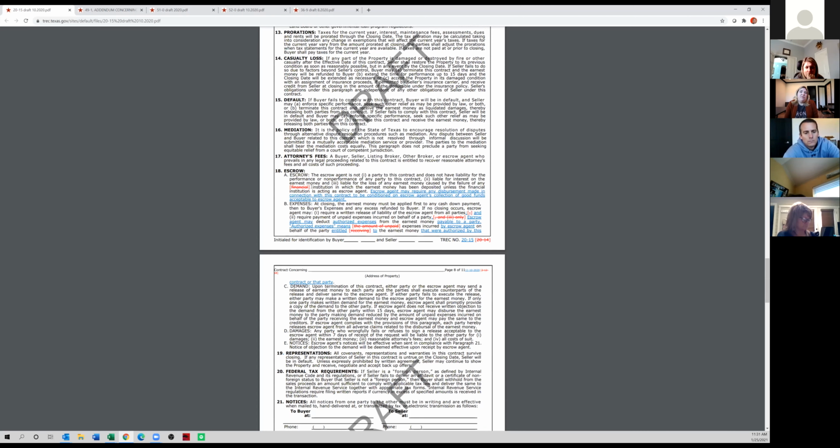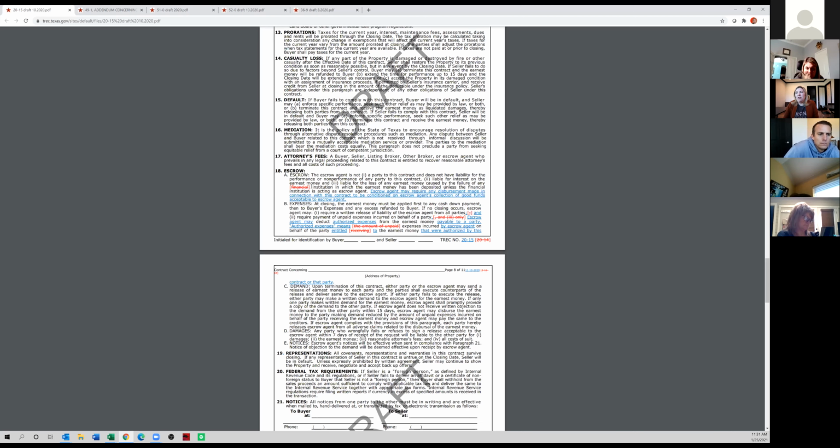Default, paragraph 15. I'm going to read this paragraph because it is a very important paragraph of the contract, and it says, if buyer fails to comply with this contract, buyer will be in default. And seller may either enforce specific performance, seek other relief as may be provided by law, or both, or B, terminate this contract and receive the earnest money as liquidated damages, thereby releasing both parties from the contract. That's an either or. It's not an and or, it's an either or.